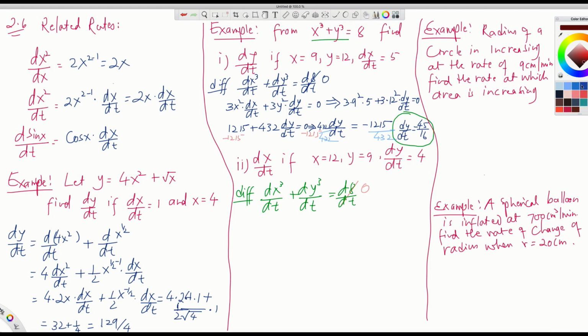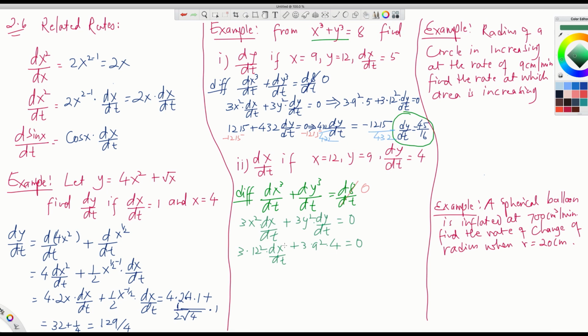So what do we do then? We find the derivative of x cubed with respect to t, which will be 3x squared times dx over dt, plus 3y squared times dy over dt equals 0. Now we plug in the values of x and y. So what is the value of x? 3 times 12 squared and there is dx over dt, you need to find that, plus 3 times 9 squared and dy over dt is how much? 4, right, equals 0. So you simplify this and solve for dx over dt.